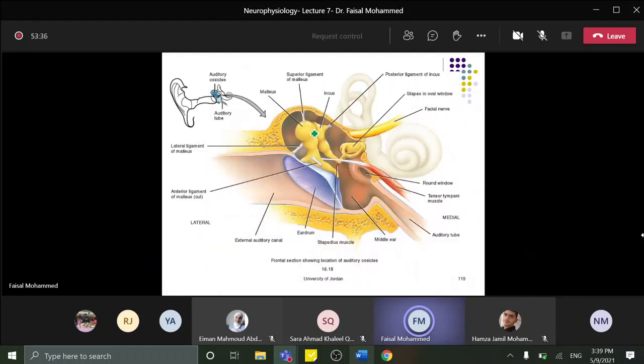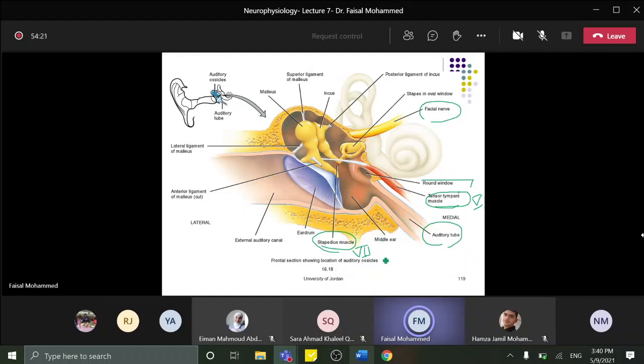Look here. This is the malleus, incus and stapes. There are two very small muscles. One is called stapedius. The stapedius is attached to the stapes and is supplied by the facial nerve, cranial nerve number 7. And there is another muscle that lies on the tympanic membrane, the tensor tympani, and it is supplied by cranial nerve number 5, the trigeminal nerve. These are connected to the auditory canal or ossicles. This is the facial nerve that supplies the stapedius, and the fifth cranial nerve supplies the tensor tympani.